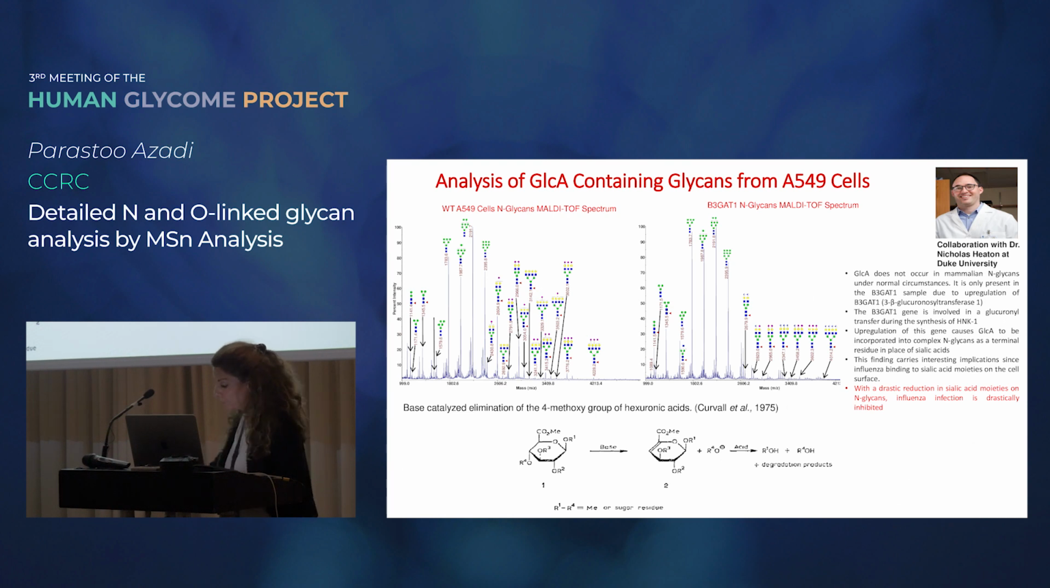So another study is a collaboration with Nicholas Heaton from Duke University. He's studying influenza A and influenza B virus and trying to figure out a host system that could block the virus from attaching to the cells, a kind of host antiviral therapy.